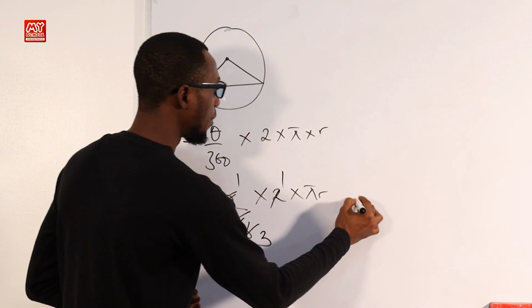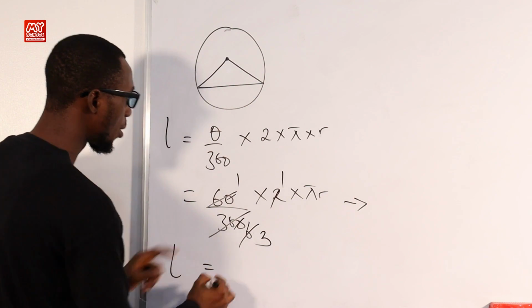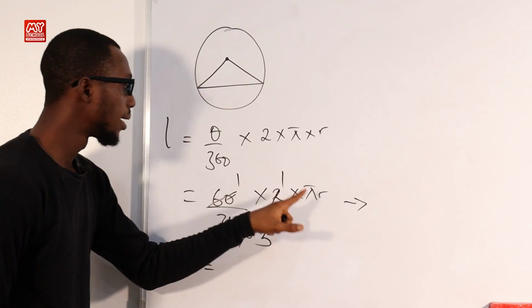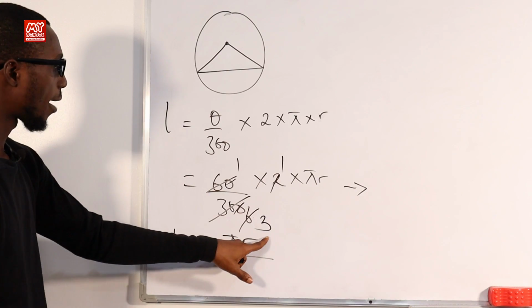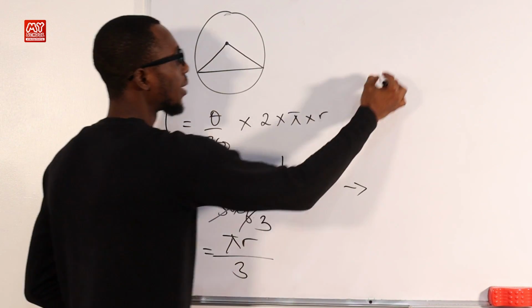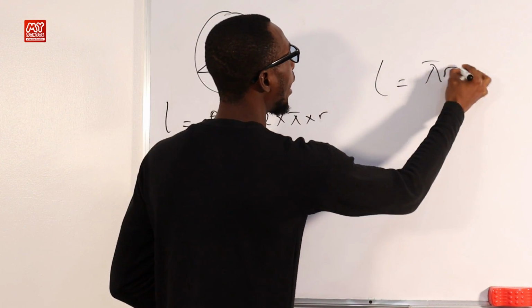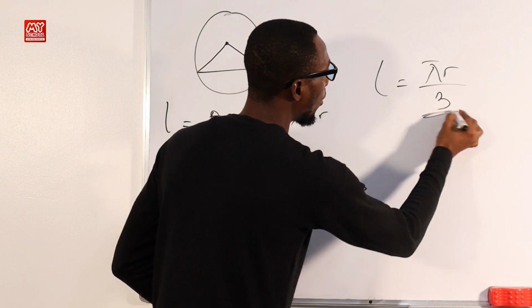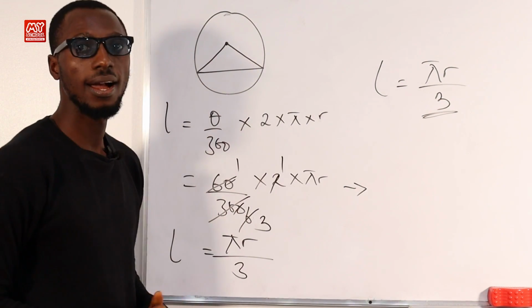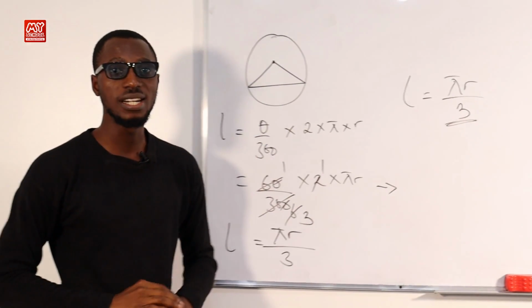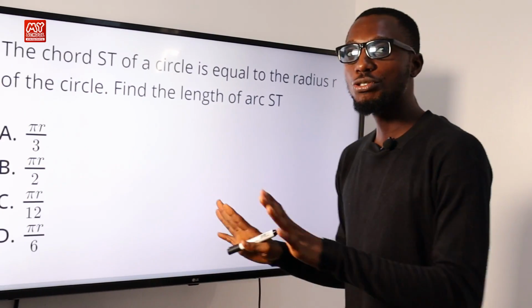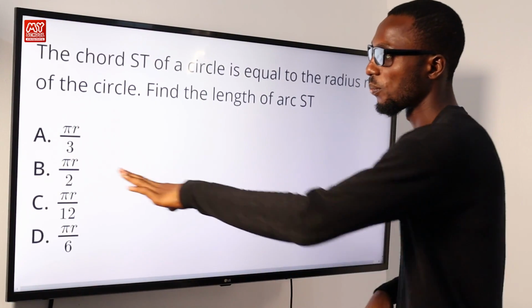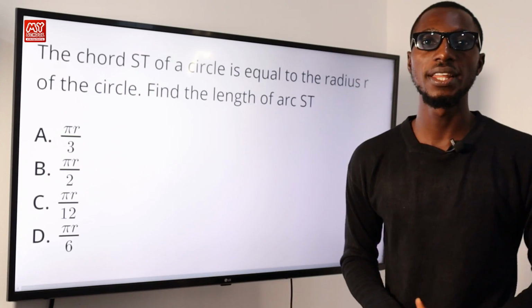So we are going to have the length of the arc L equals 1 times 1, that is 1, times pi r, and over the denominator we have 3. So the length of the arc is gotten as pi r over 3. So L equals pi r over 3. Let's go back to the screen and select the correct option. Scanning through all of the options provided, we agree that option A, pi r over 3, is the correct option.